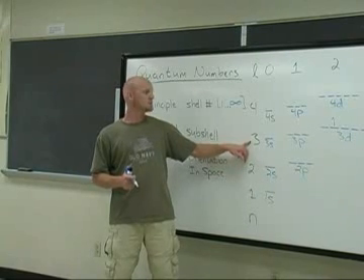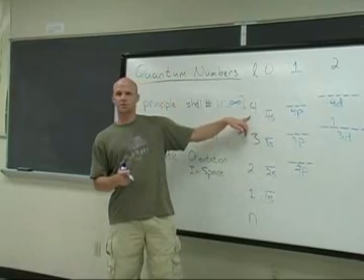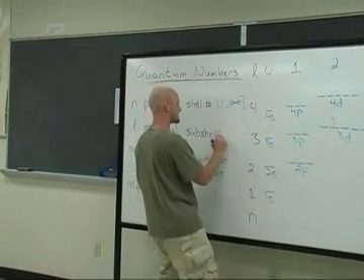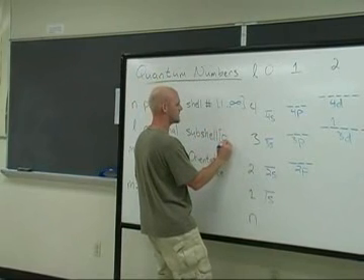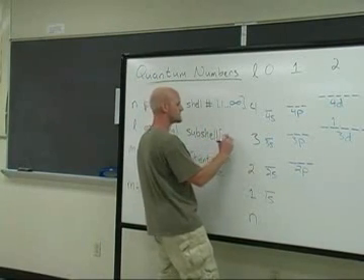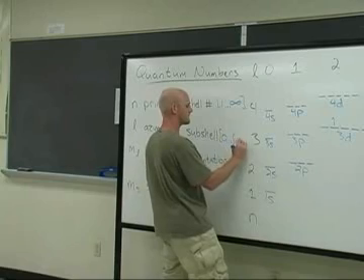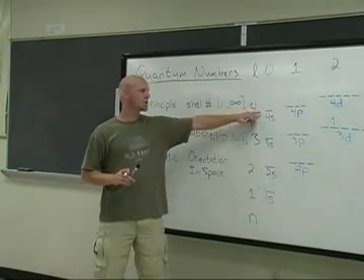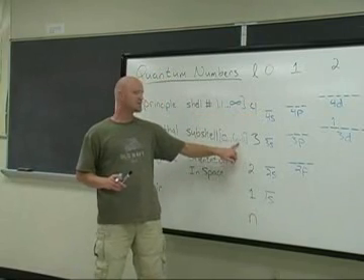0, 1, 2. And for n equals 4? 0, 1, 2, 3. So the lowest possible value for l is always going to be 0, but it can take on all the integer values up to a maximum of 1 less than n. So if n is 4, then it can go all the way up to 3.